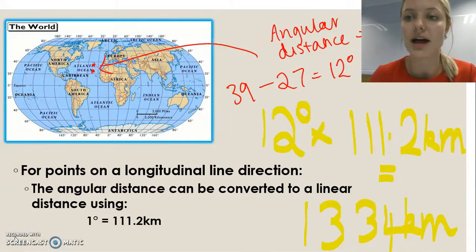So you have been able to find angular distance between two locations, and you have been able to convert that to a linear distance. Next video we'll look at calculating angular distance when moving through latitudinal lines from east to west or west to east, and a bit of a different calculation that's required to convert angular through to linear distance. Thank you.